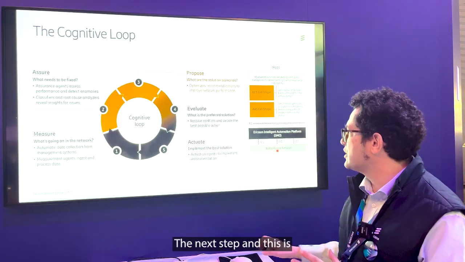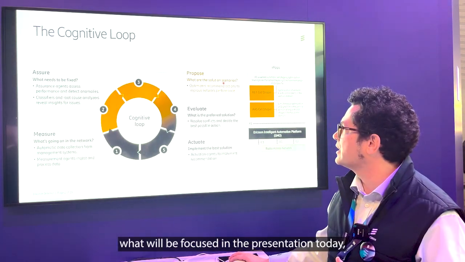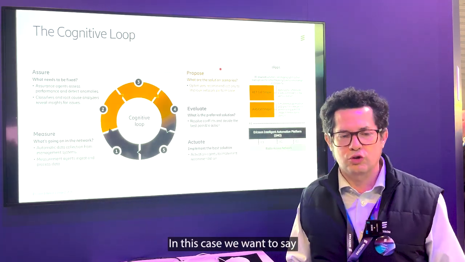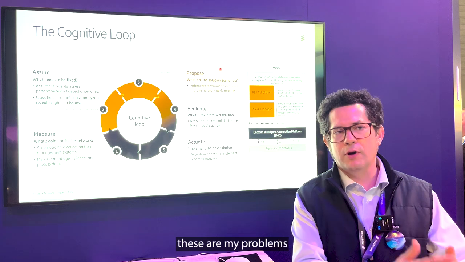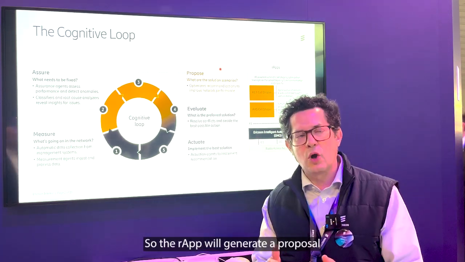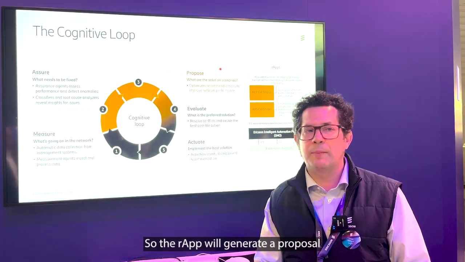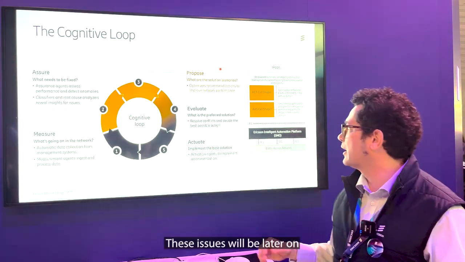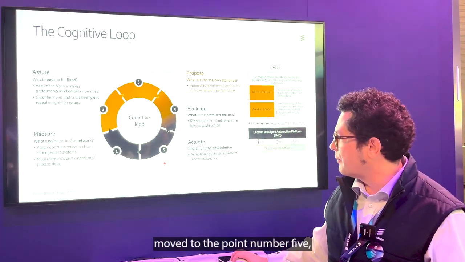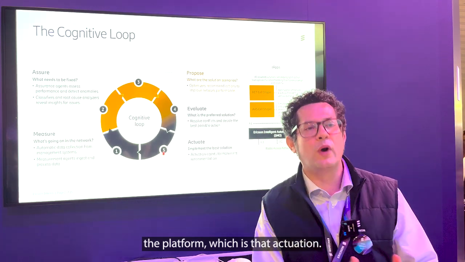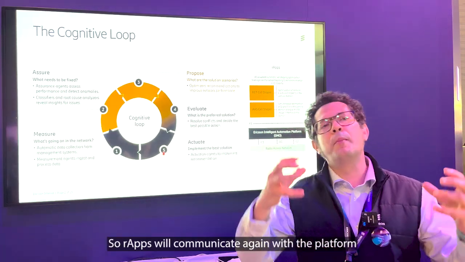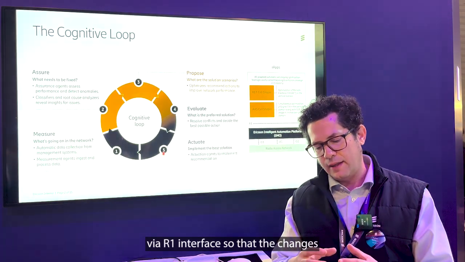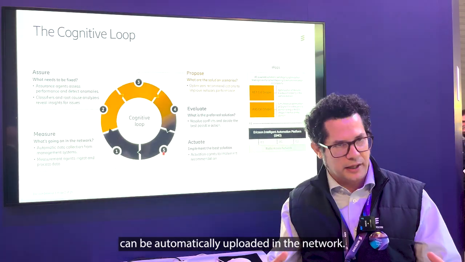The next step, and this is what we'll be focusing on in the presentation today, is the proposed scenario. In this case, we say, okay, these are my problems, and how can I fix them? So the rApp will generate a proposal to fix those issues. These will later be moved to point number 5, the platform, which is the actuation. So the rApp will communicate again with the platform via the R1 interface so that the changes can be automatically uploaded in the network.